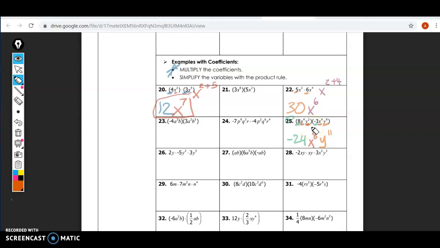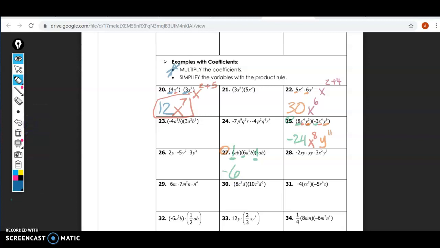Let's do one where we have 3 different monomials. Let's do number 27. In this one, let's look to see where our coefficients are first. There is no coefficient here. That doesn't mean it's 0. That means there's an imaginary 1 in front. Here we have 6, and here we have an imaginary negative 1. 1 times 6 times negative 1 makes a negative 6 coefficient.